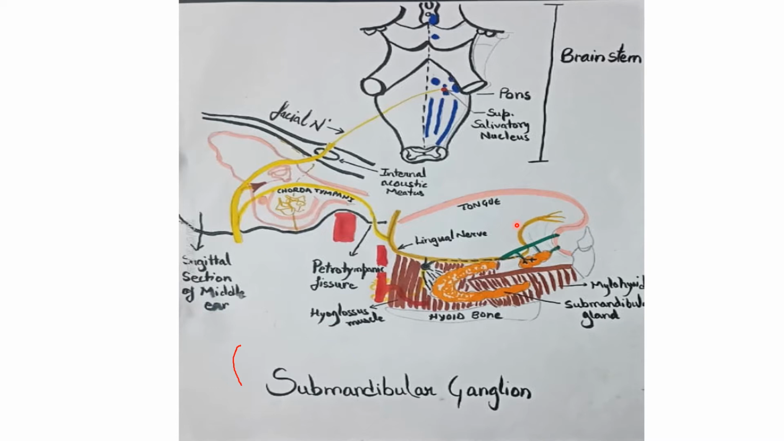So this is about the parasympathetic root, meaning the motor root. Now what about the sympathetic root? Now, if you notice, just behind the hyoglossus is your facial artery.